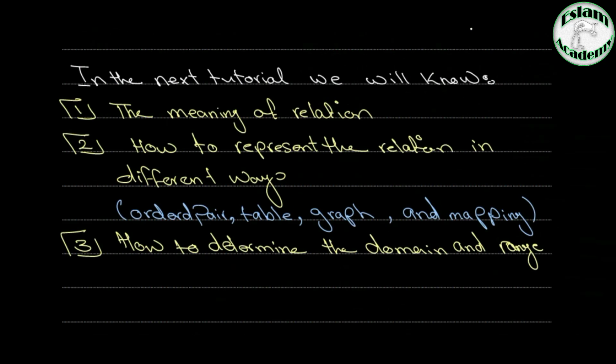In the next tutorial we'll learn the meaning of relation, how to represent a relation in different ways, which are ordered pair, table, graph, and mapping, and how to determine the domain and range.